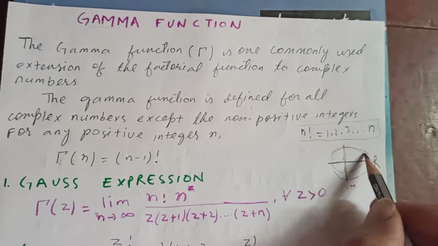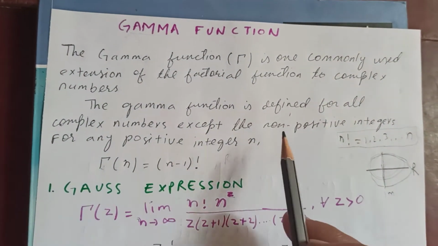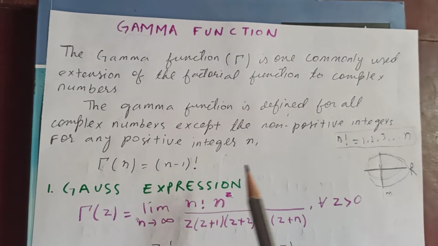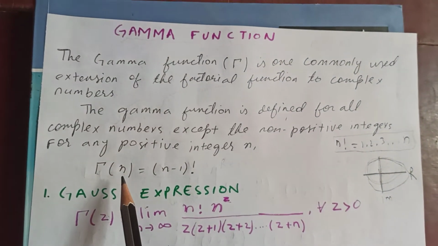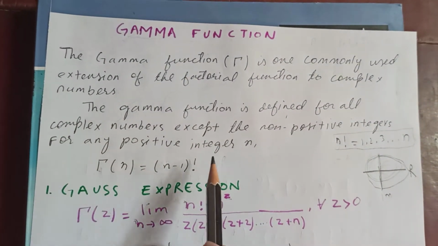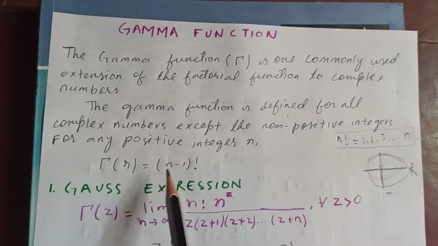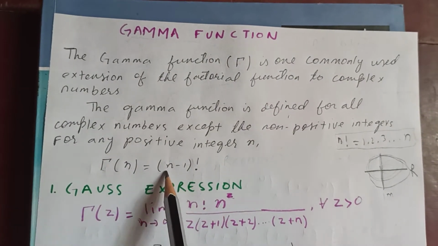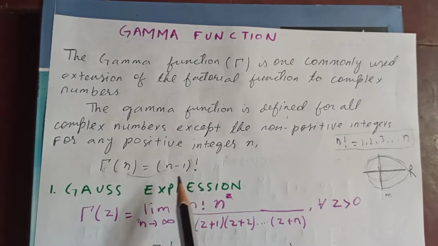This means the whole complex plane, right? And the gamma function is defined for all complex numbers except the non-positive integers. Meaning, for any positive integer n, gamma n is n minus 1 factorial. This one later on I will prove. So gamma n is nothing but n minus 1 factorial. This is the relation between the gamma function and the factorial function.